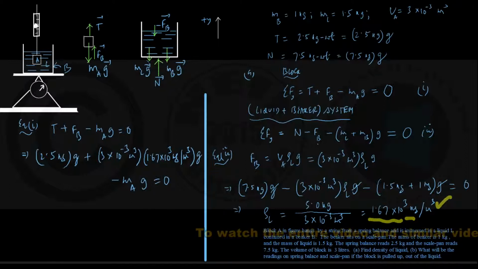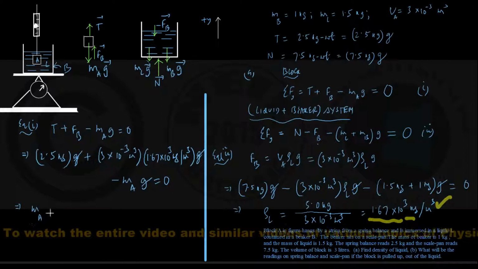And once again we can see here the g's cancel out, and from here the mass of the block A is coming out to be, we can check it, this is 2.5 kg and this is coming out to be about 5 kg. So together this is giving me 7.5 kg. This is the mass of this block we have found out.